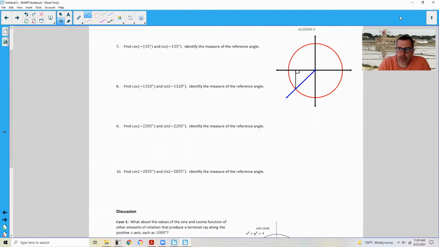There's my right triangle. And since this is 45, you just start to remember that the values are square root of 2 over 2. And I'm going to the left, so that's negative. And we're going down, so that's also square root 2 over 2 negative. So there's my cosine, here's my sine. So in answering this question now, we would say, first of all, let's say negative 135 degrees has a reference angle of 45 degrees.